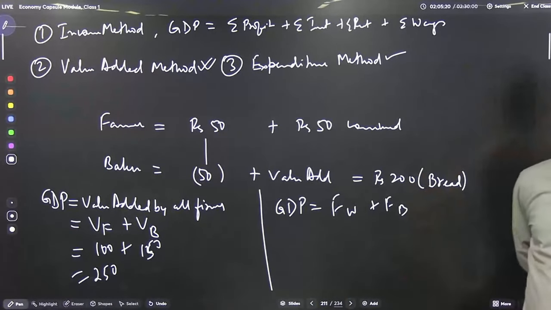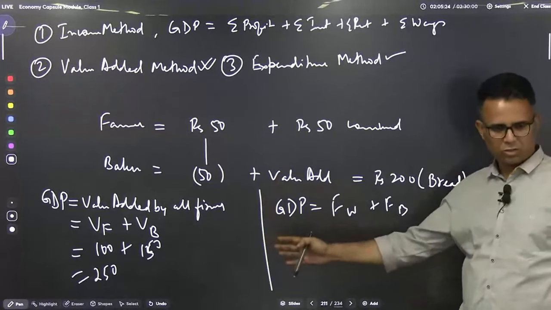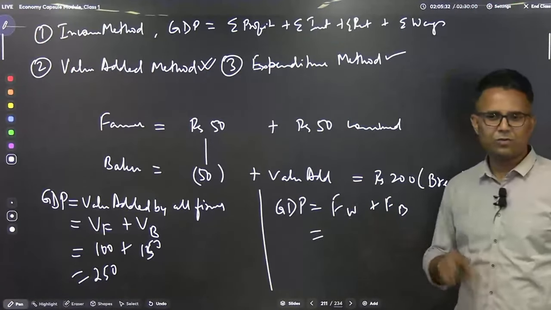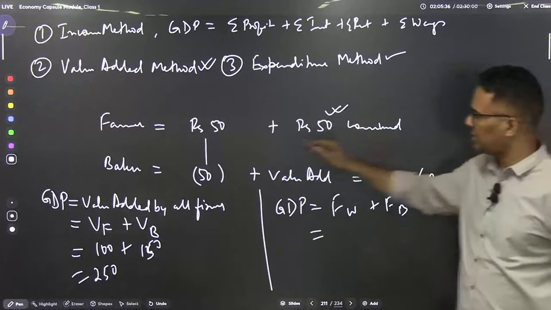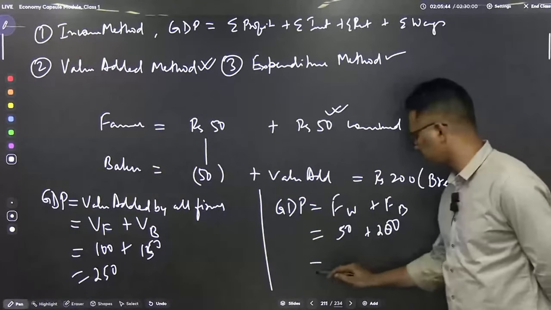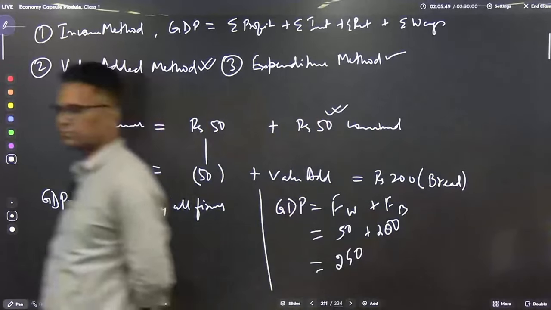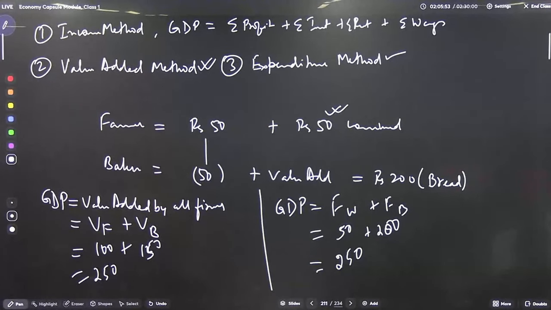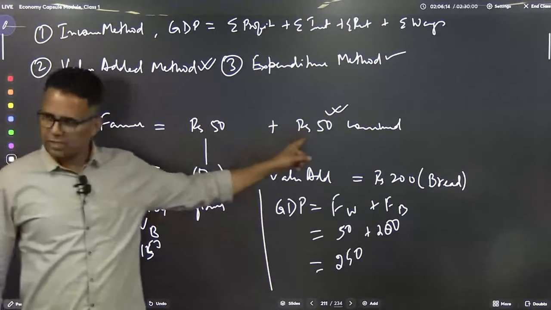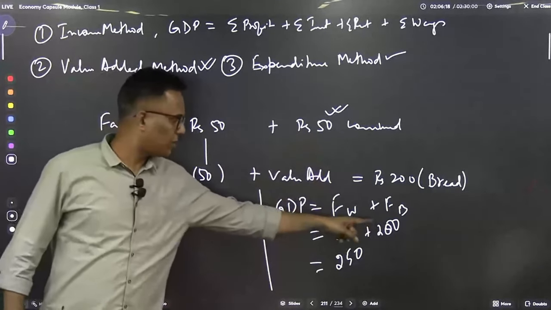Let's cross check whether it is true or not. By standard method, GDP is the final value of all goods and services: final value of wheat, final value of bread. What is the final value of wheat? Only this is final. This is intermediate. Hold your cross check. Understand? Any doubt, tell me. This is by standard definition of GDP, final value of goods and services produced. This wheat is not final. This is intermediate. This is final. So final 50, this one, and 200 is the final value of bread.